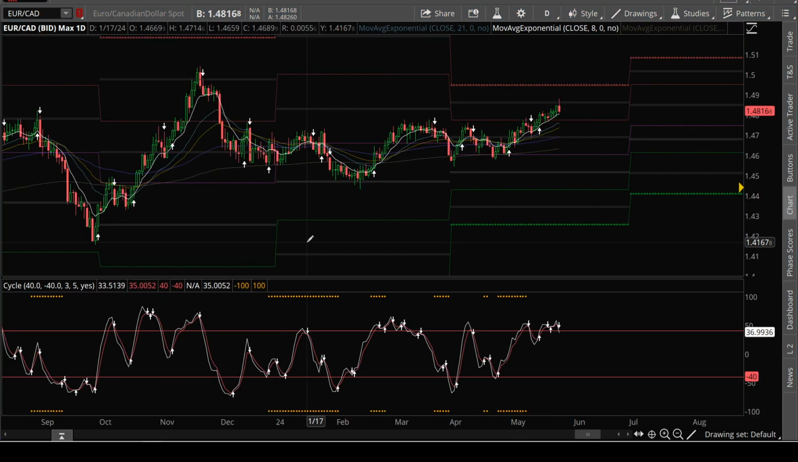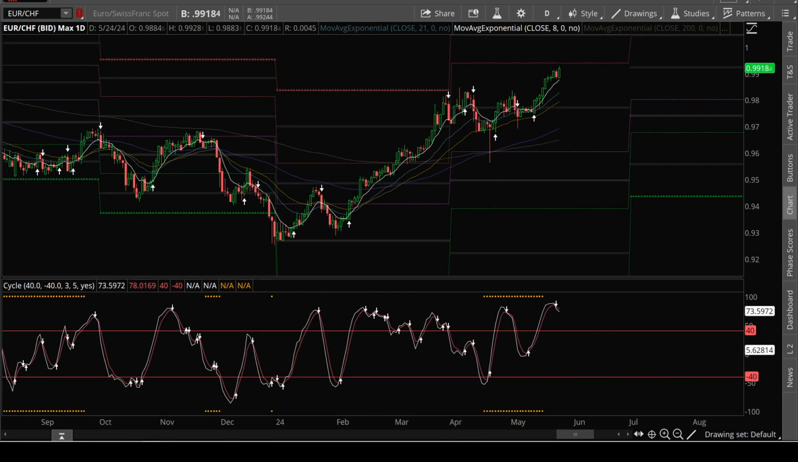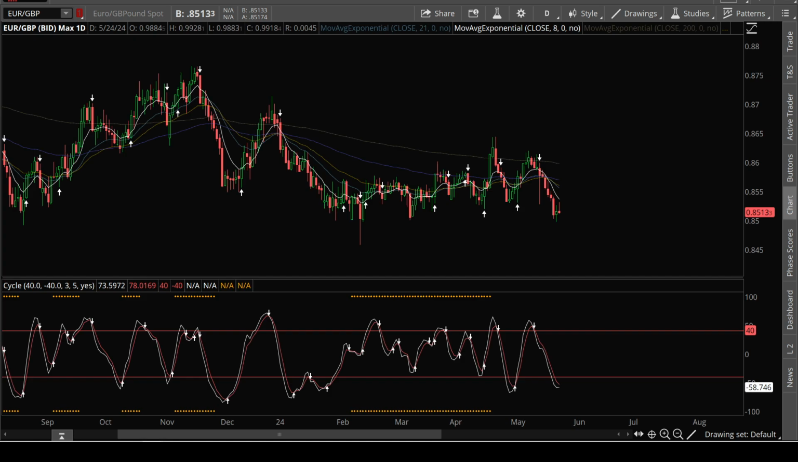EuroCAD. Not much. You don't have a buy setup. You're bullish, but you don't have a buy setup. You're waiting for another 34B. I'll zip through the rest of these real quick. Euro Swiss. Do you have anything? No. You're above the 8. You've been above the 8. Time to take some profit. You're waiting for your next setup.